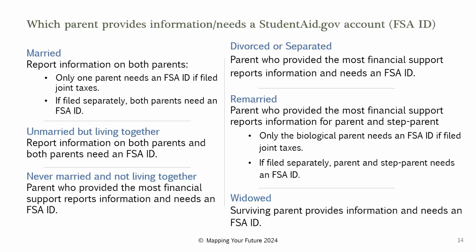If your parents are divorced or separated, the parent who provided the most financial support will report their information and will also need an FSA ID. If your parents are remarried, the parent who provided the most financial support will report their information for both themselves and the stepparent. Now, only the biological parent will need an FSA ID if they filed joint taxes. If they filed taxes separately, the parent and the stepparent will need an FSA ID. For any widowed parents, the surviving parent will provide their information and will need an FSA ID.